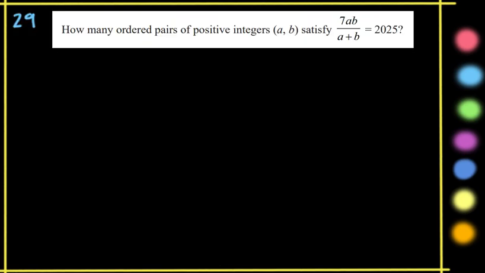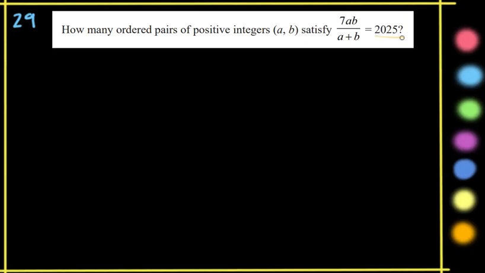Okay, now we're going on to 29. I actually think 29 was probably the hardest problem on this sprint. So let's see what we can do here. First thing to do, well, let me read this problem. It says, how many ordered pairs of positive integers a, b satisfy this equation? 7ab divided by a plus b equals 2025.